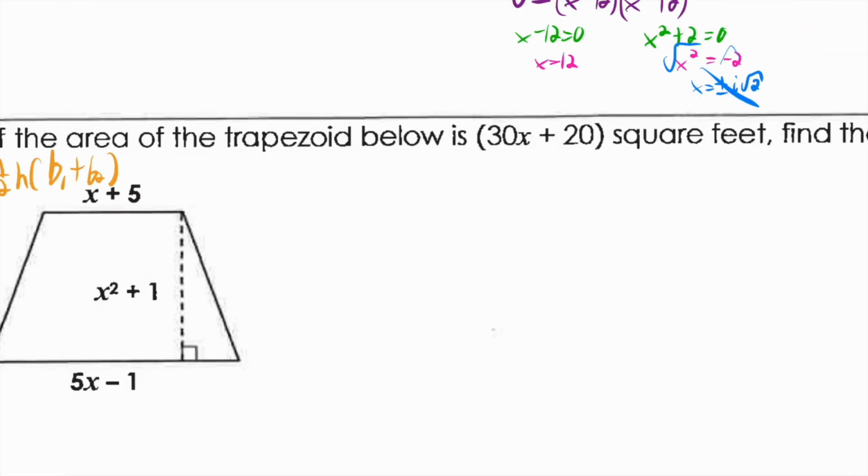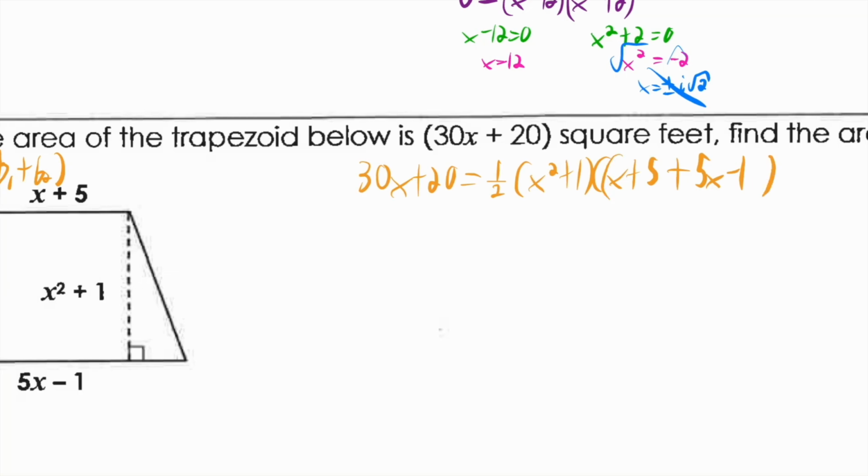So we'll plug in all of these figures and start expanding just like we did in the previous one. So plugging this all into the formula, it'd be 30x plus 20 for area equals 1/2 times x squared plus 1 times x plus 5 plus 5x minus 1. You could certainly put the bases in their own parentheses if you'd like, but I'd rather not personally. I think it makes it a little more messy.